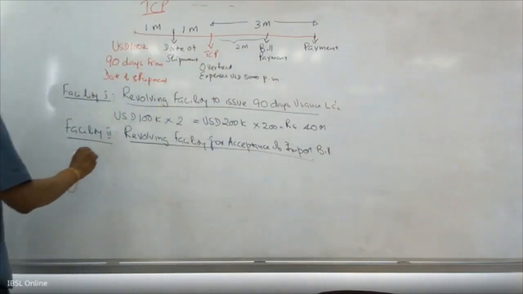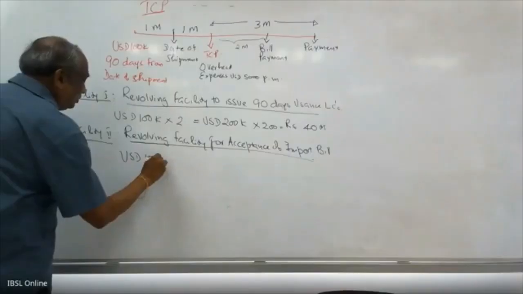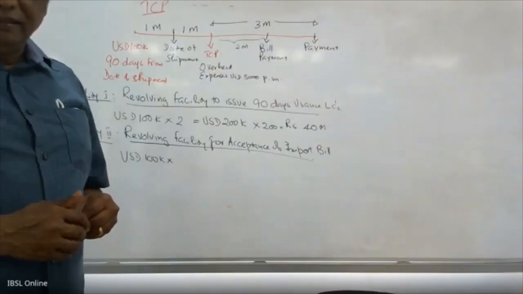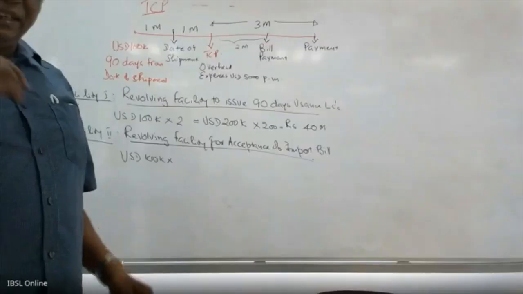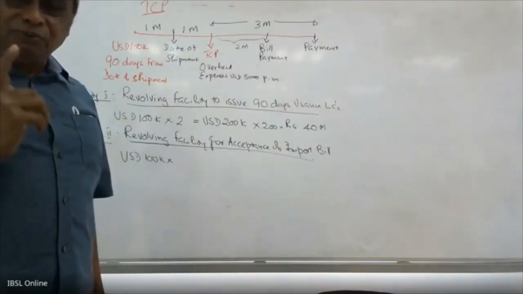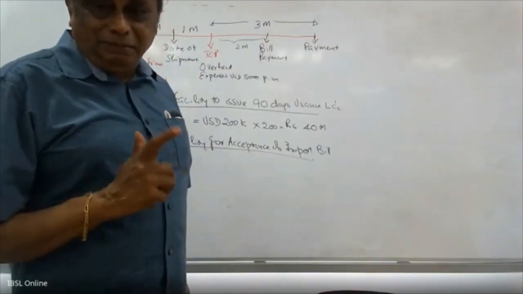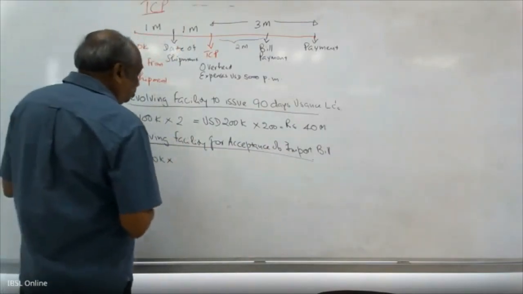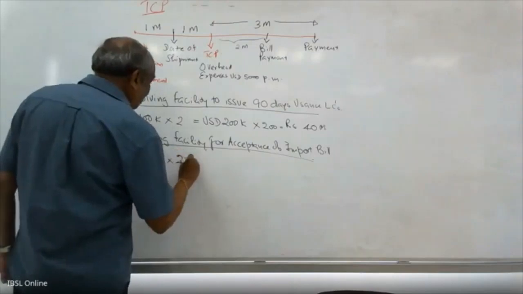What is the amount? US dollars 100,000 into 2. 90 days from shipment date. Yeah, very good. 90 days from shipment date. Goods are received after 30 days. Then, because of that, we have the liability for 2 months.